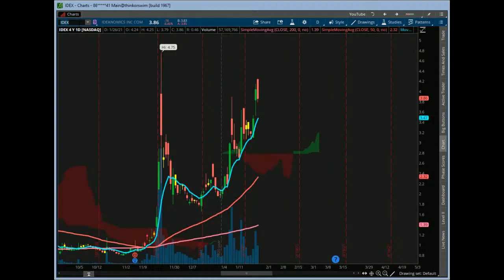IDEX, again, not quite dark cloud cover, but still kind of a rough candle on that one. So see how it goes there. Kind of a cheap name, but if it does pull back, see how it handles the ADMA on that one.